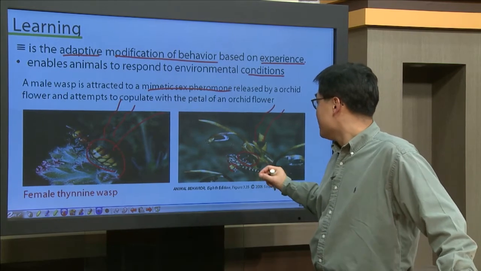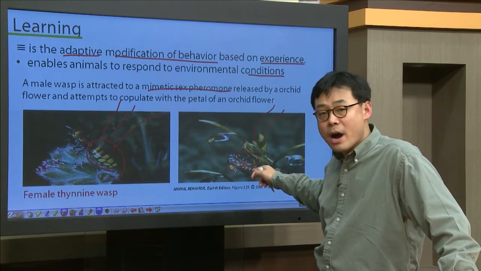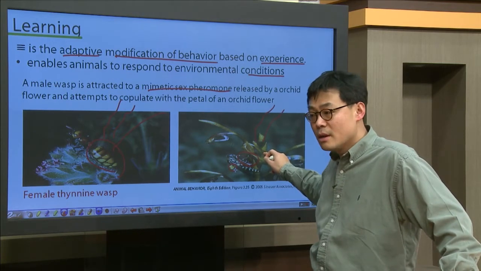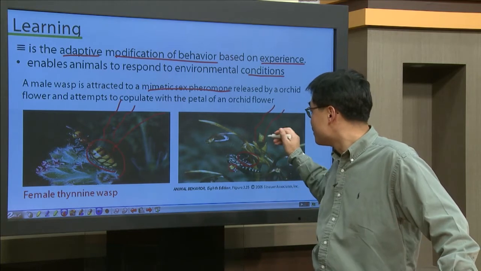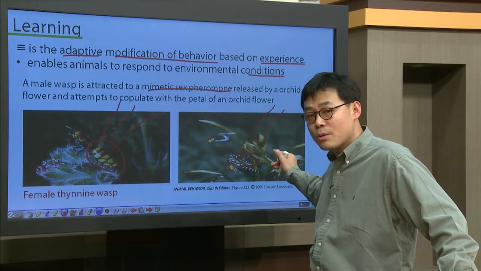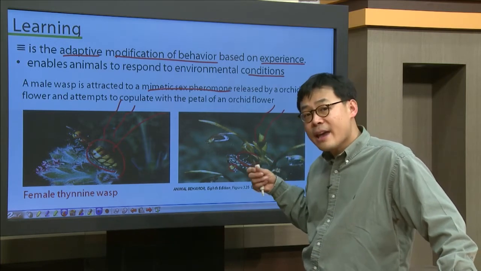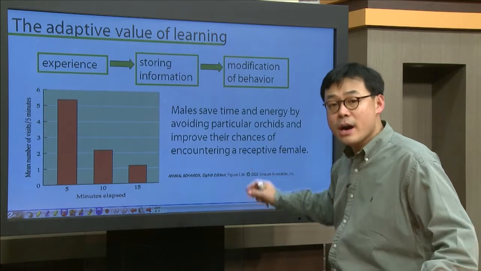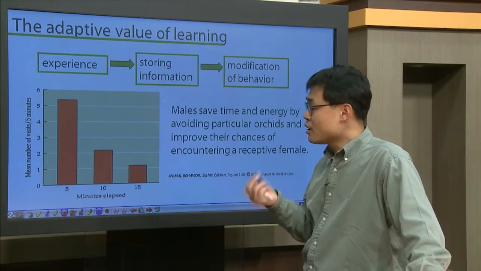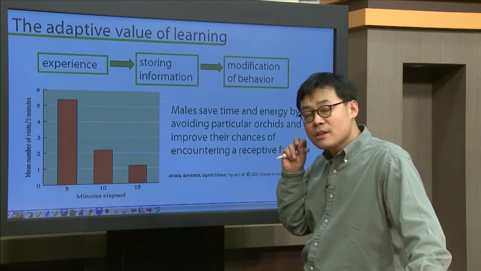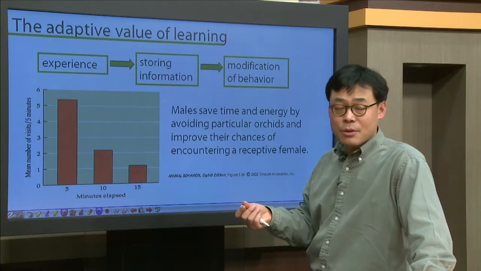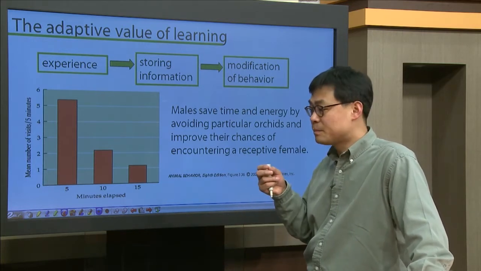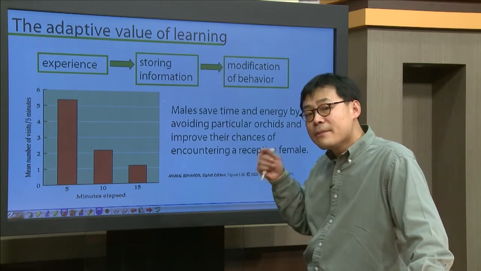So let's look at this poor male wasp. He is fooled into mating with this orchid. If this male cannot recognize whether this is a real female or a flower, he may come to visit over and over and over again, so he may never have a chance to mate with a real female. But this wasp has the capability of learning to distinguish. Once he has visited this flower and realized that this is not a real female, just an orchid flower that looks like the female, he never comes back to the same flower again.